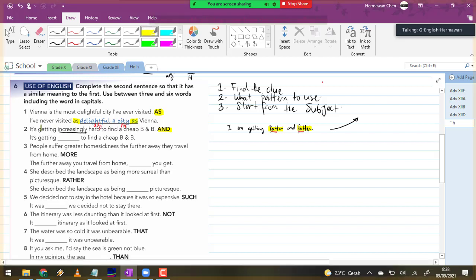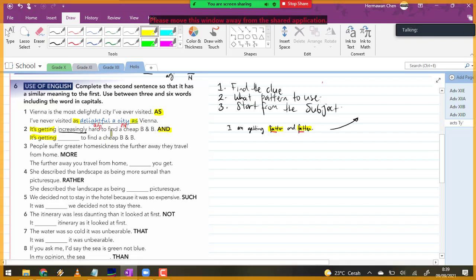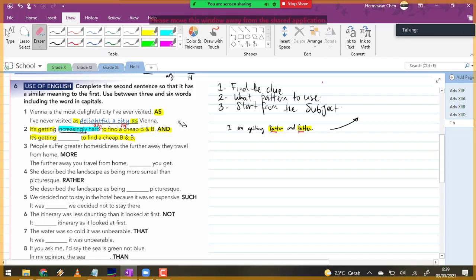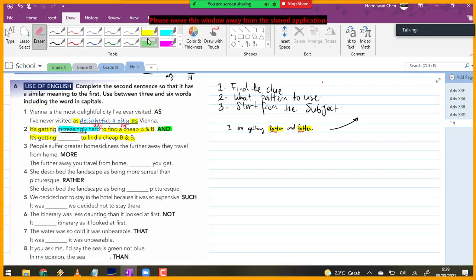Okay, have a look. It's getting is taken from here. And then to find a cheap B&B. B&B means bed and breakfast, yeah. It's another way to say a hostel, a cheap hotel. That's B&B. What is missing? This one, increasingly hard. It means you have to put that one, increasingly hard, in the blank, but you have to use and. Yeah, that's the clue. And you have to put it in the blank.